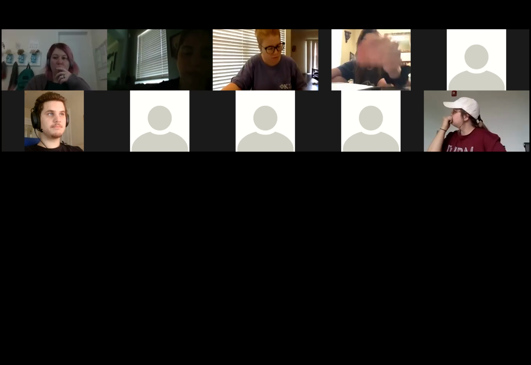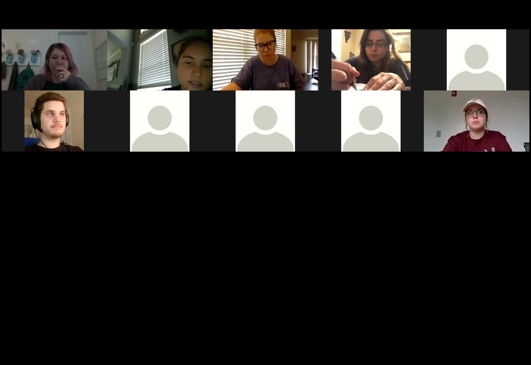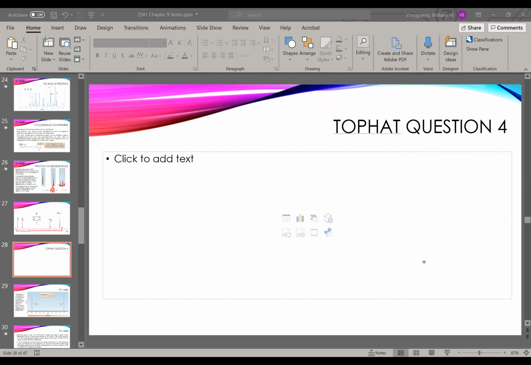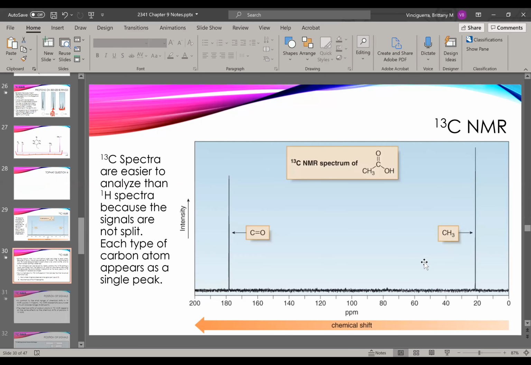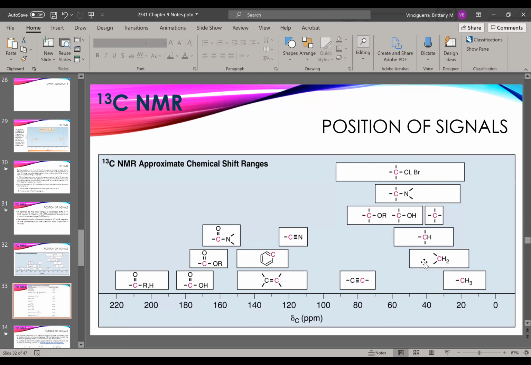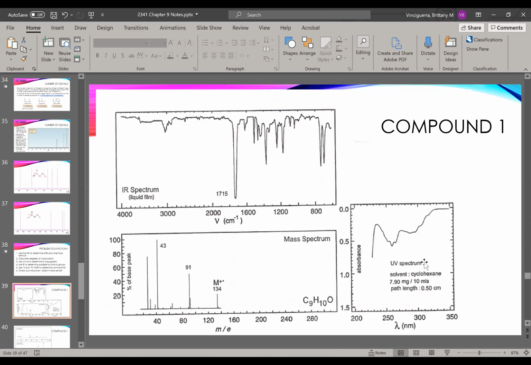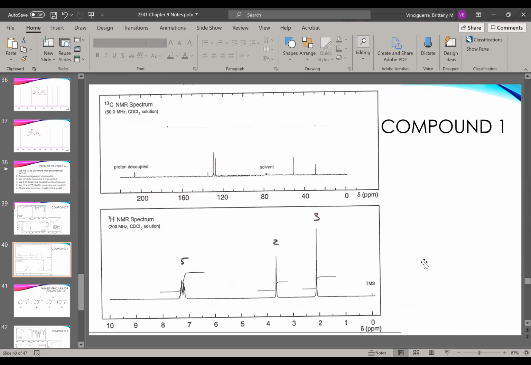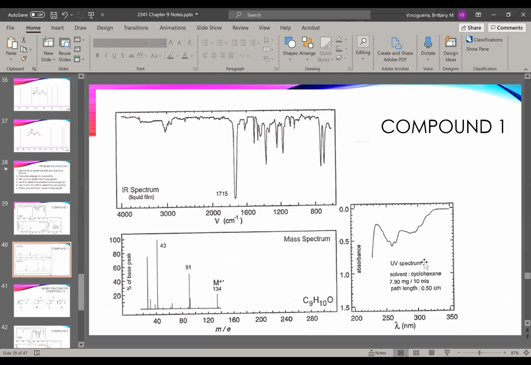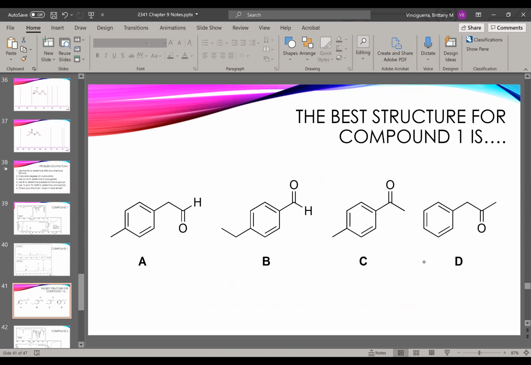Cool. So, okay. I know class is over, but I want to show you what we're doing next in class. The next thing we're going to go over is carbon NMR. We're not going to spend too much time on it. It's pretty easy to look at. And then we're going to go through these spectra where we have an IR, a mass spec, a UV vis, and carbon and proton NMRs for compounds. And then we're going to identify from 4 compounds which one it is.